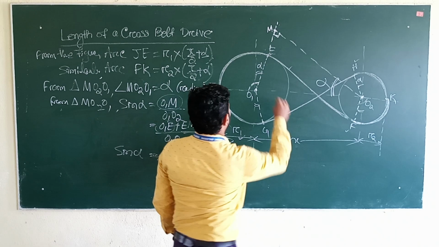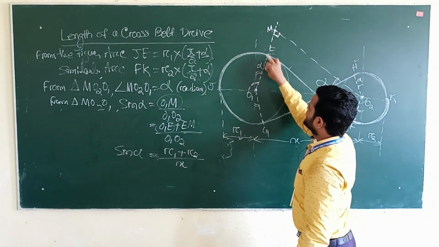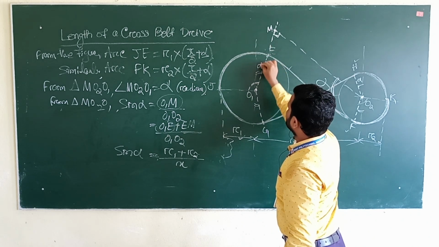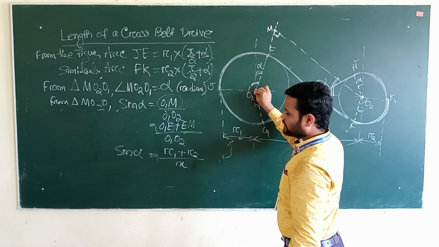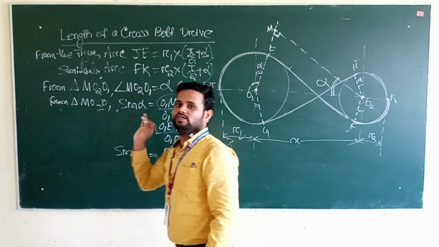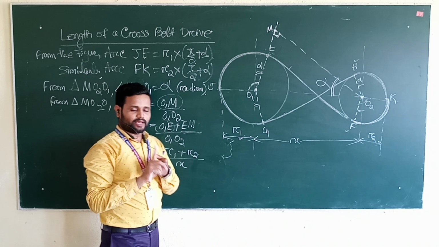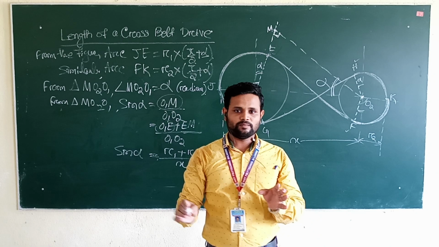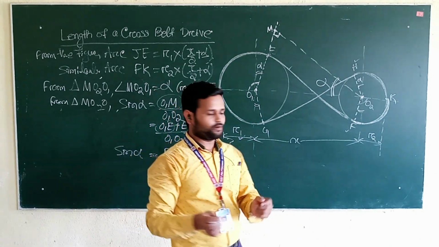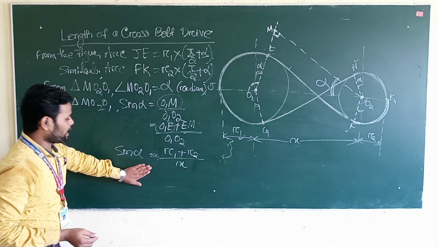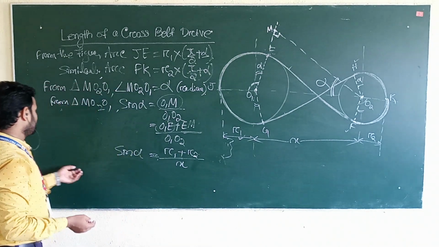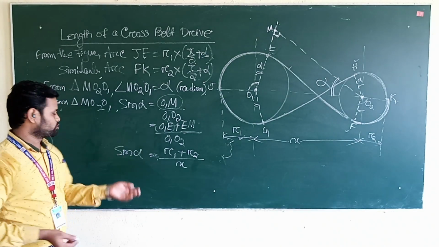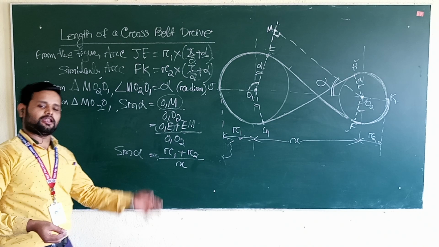Now we will see the point where the belt leaves the pulley, that is point E. We know that the angle made by the vertical line with point E is very small. That means the alpha value is very small. If an angle value is very small, then the sine of that angle is very small. As you know, sine 0 is how much? 0. So in place of sine alpha, we can write alpha.